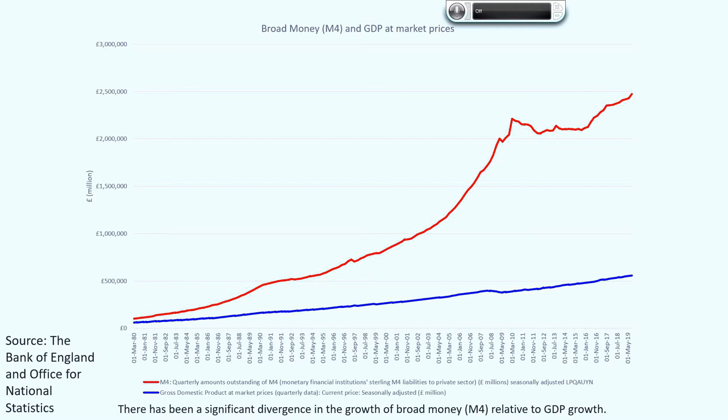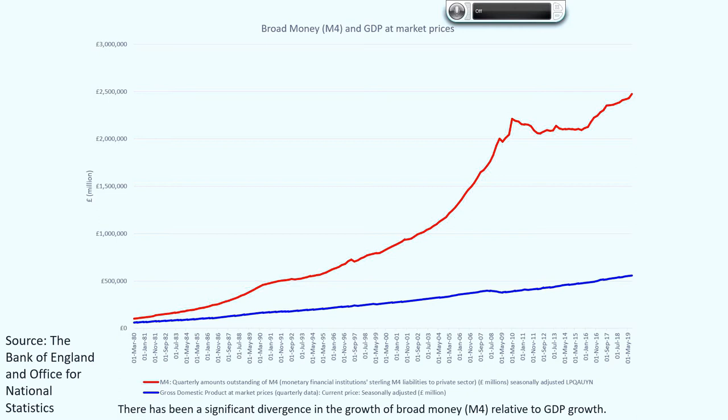You will also see the red line on this chart, which represents broad money in circulation in the UK economy, more specifically sterling M4 liabilities. And for the period 1963 to 1984, it was fairly constant in relation to GDP. Money in circulation was around twice GDP, more specifically between 63 and 1984, it was around 184% for most of that period. So not quite twice the level of GDP.